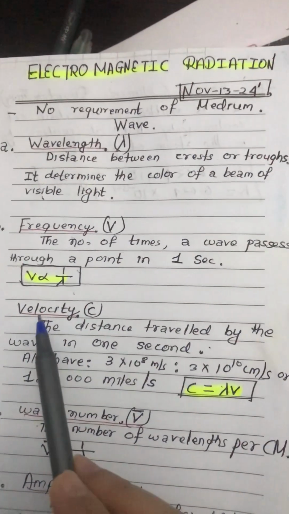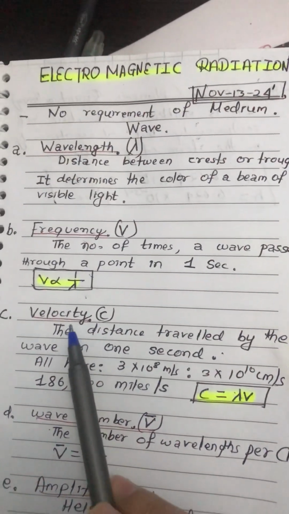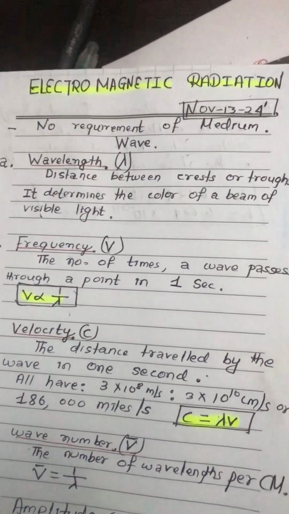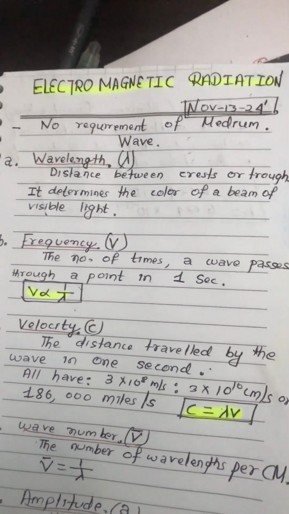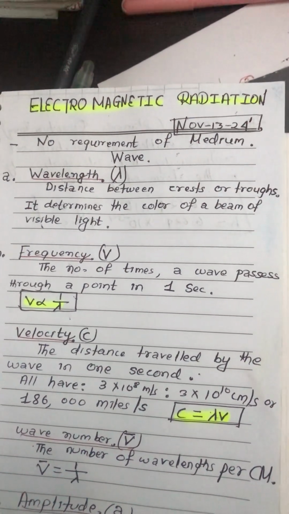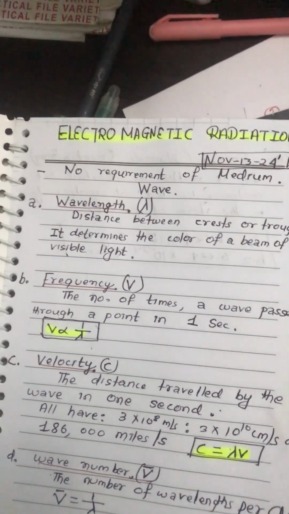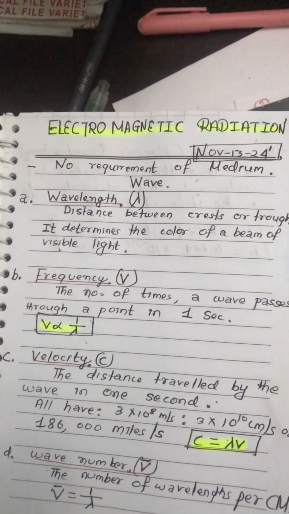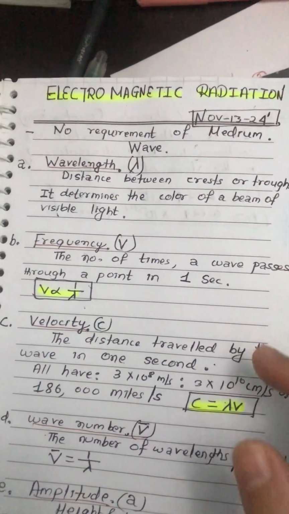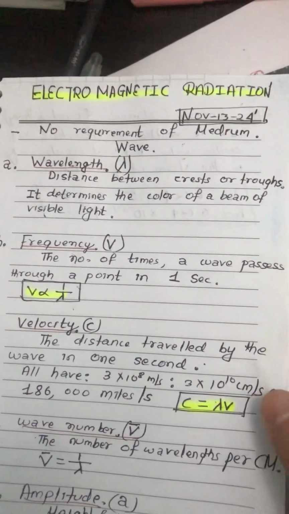Then the third one is velocity, the distance traveled by the wave in 1 second. How much the wave has traveled in 1 second, that is the velocity. It's the same for electromagnetic radiation, that is 186,000 miles per second, 3 into 10 to the power 8 meters per second, or 3 into 10 to the power 10 centimeters per second. Some radiations have different wavelengths, so they might have different values of velocity as well. In order to calculate this velocity c, we need the formula c equals lambda nu.